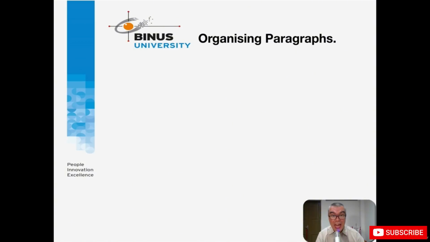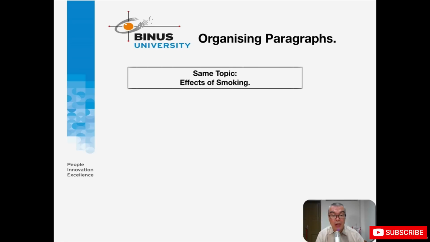Let's just look at how to organize your paragraphs. Now, usually this will depend on what you're doing. So, for example, let's say you're discussing one topic. You're just focusing on one topic. In this example, we will use the effects of smoking. So you're writing a paper identifying the effects of smoking. Obviously, in this kind of text, you're going to be talking about effect 1, effect 2, and effect 3. So this is where you apply your paragraphs.